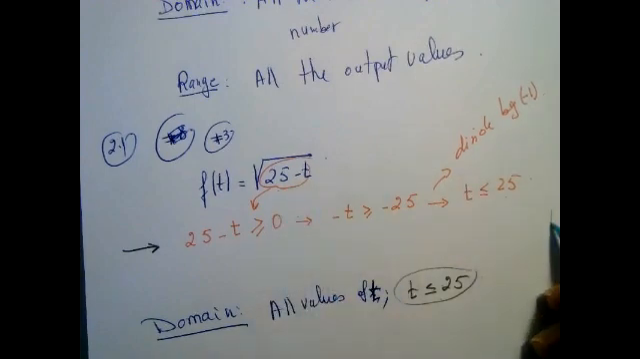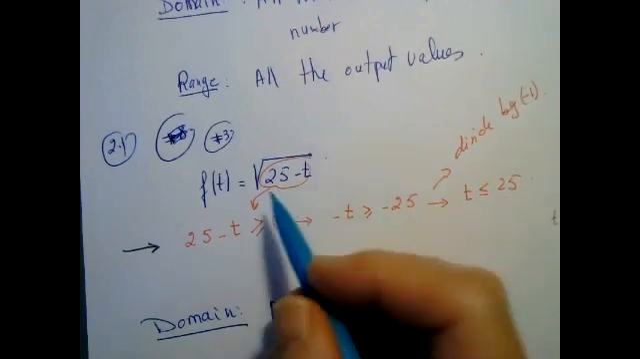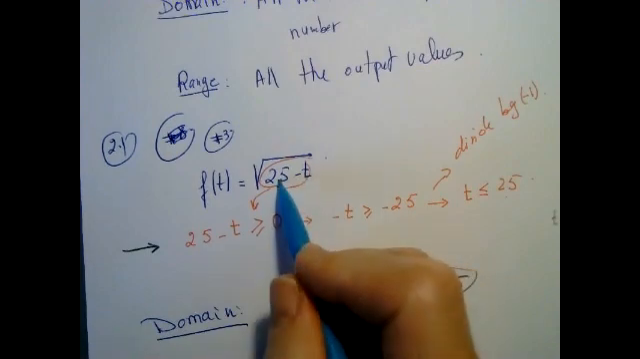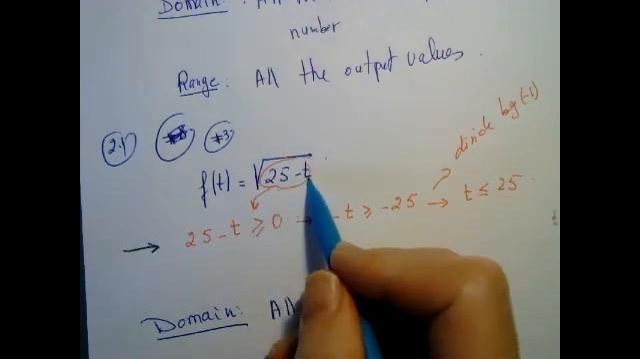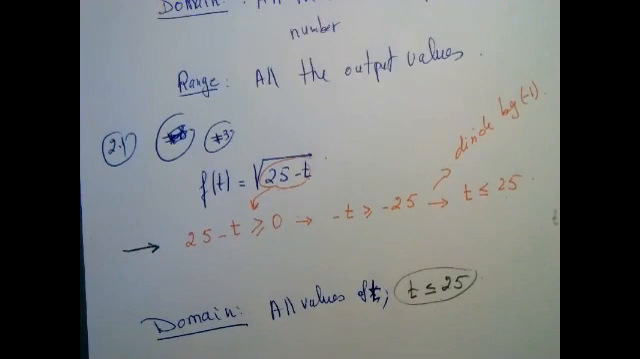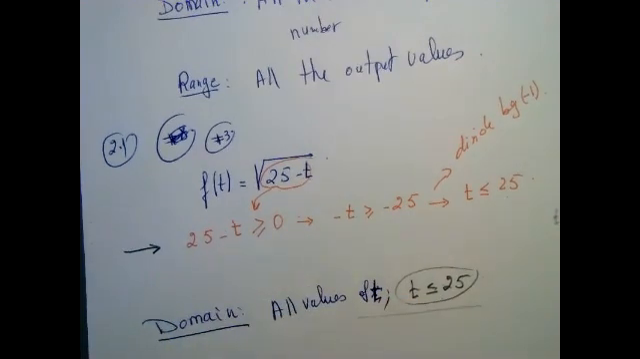If I take t to be 26, and plug in 26, 25 minus 26 is the square root of -1. It's not an allowable value. The only allowable values for t are less than or equal to 25. That would be my domain.